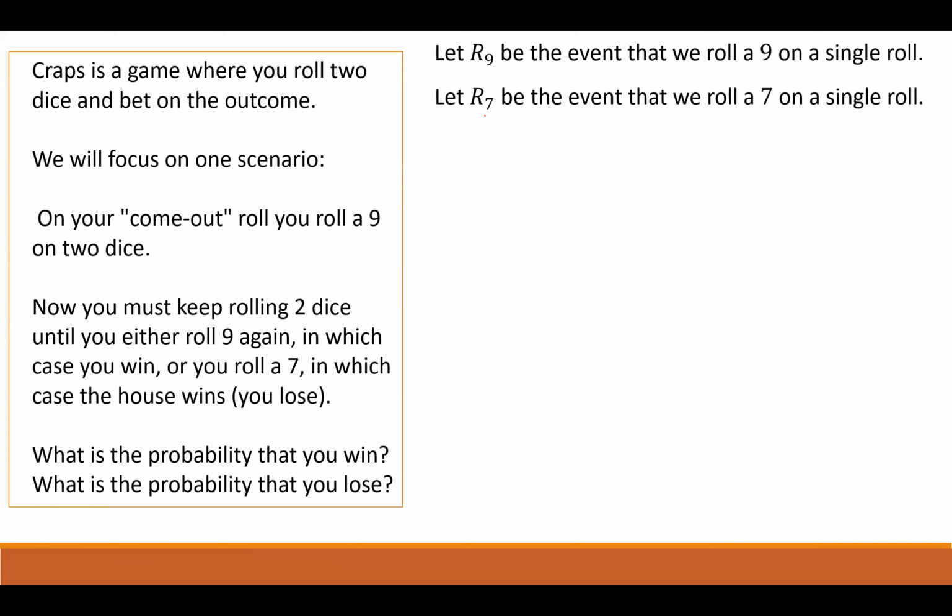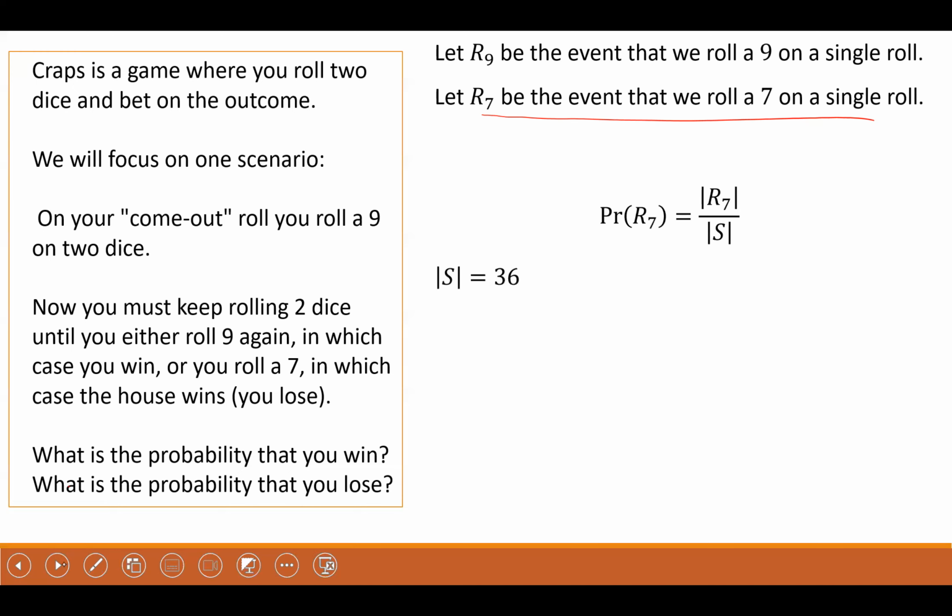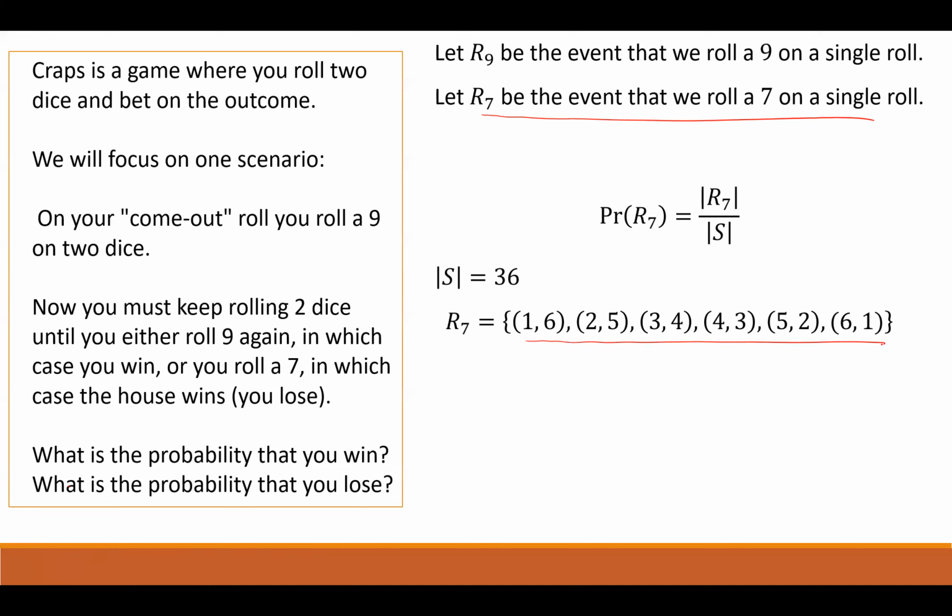All right. R7 is the event that we roll a 7 on a single roll. Again, uniform probability. We're simply going to count the size of that set over the size of the sample space. R7 has 6 possible outcomes where I roll a 7. So my probability that I roll a 7 is 1/6.